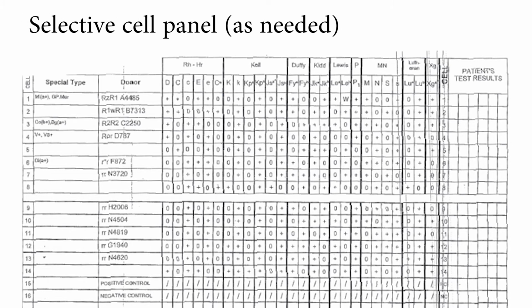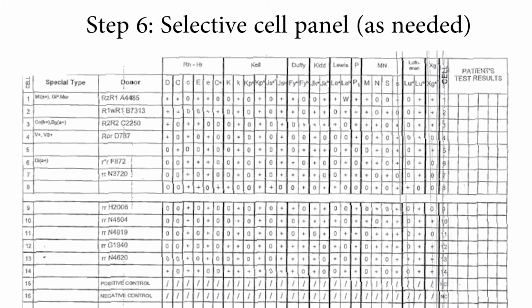Step 6. Selective cell panel. This is as needed. A selective cell panel is when we do not use the whole panel to do the test, but instead we only select certain cells from the panel that would help us in identifying the antibody.